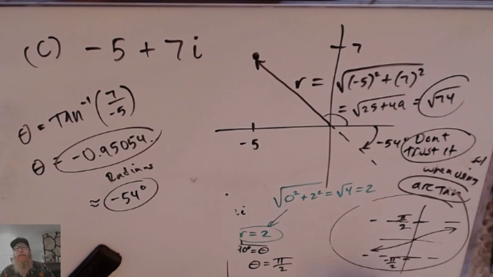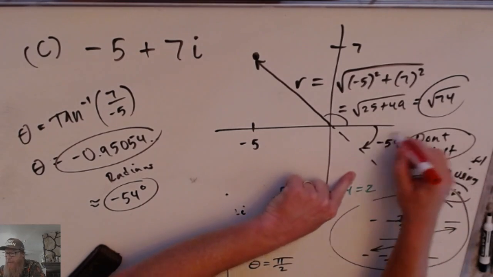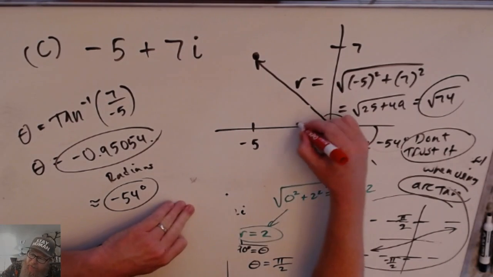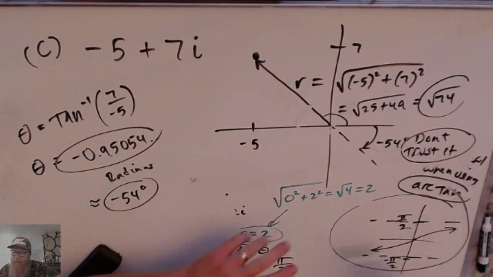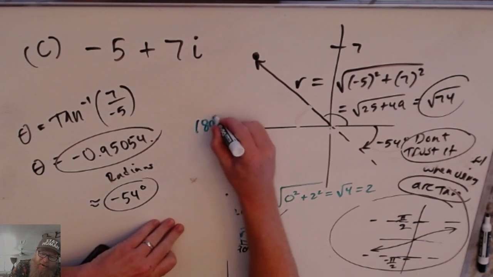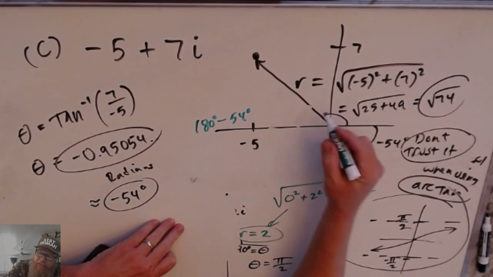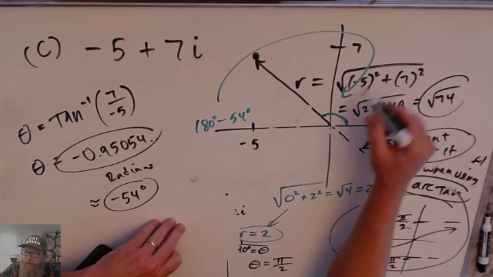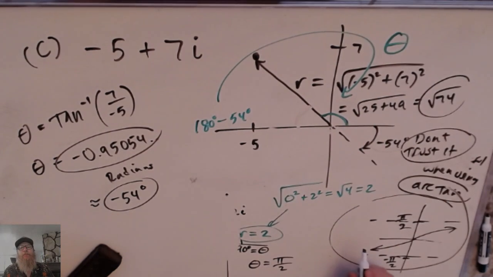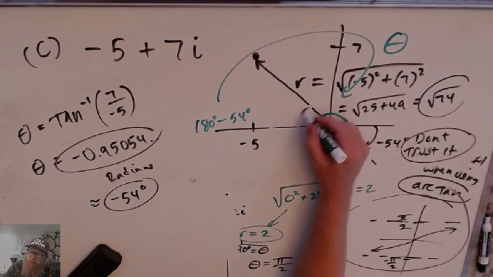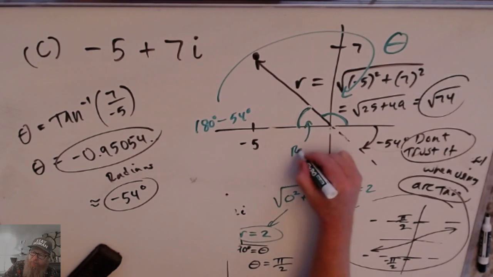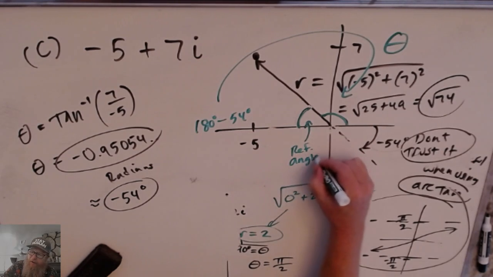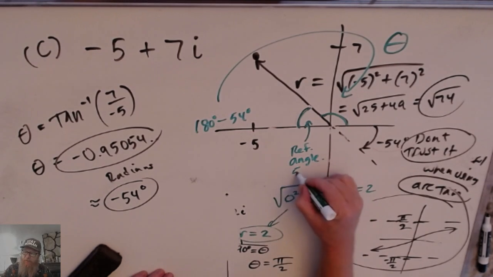It's not really negative. That's why the picture is kind of helpful. This is a reference angle, so we know that this is 54 degrees less than 180. So you have 180 minus 54 degrees would be the actual angle for theta. So the 54 degrees is a reference angle, a ref angle of 54 degrees.